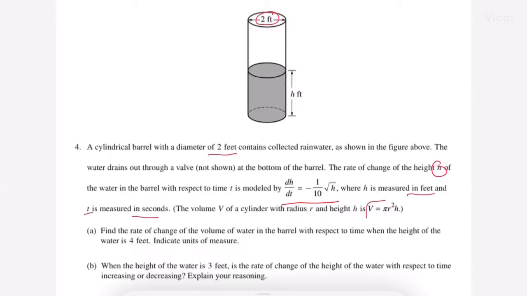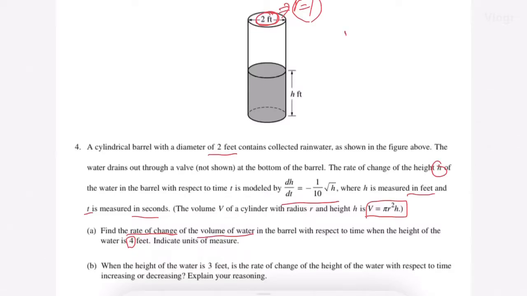The volume of the cylinder is pi r squared h. Then find the rate of change of the volume of water in the barrel with respect to time when the height of the water is 4 feet. So it's a related rates problem. The radius of the base circle is 1 because the diameter is 2, that means r is 1 foot. It is not changing, it's a fixed number.